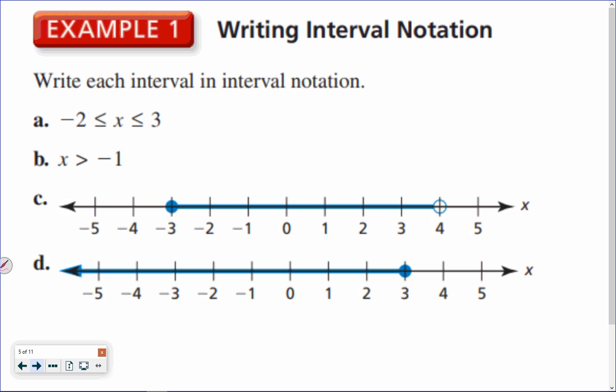We'll work these together. All right, bounded or unbounded? Is it bound? Yeah, it's bounded, isn't it? Okay. What are my symbols? Closed dots, aren't they? So what am I going to use for this? Brackets, good. My left value would be -2, and my right value would be 3. Pretty easy, isn't it? Okay, what about B?